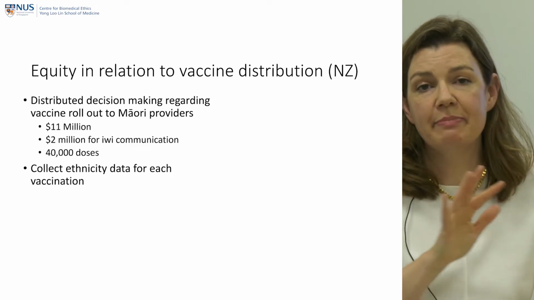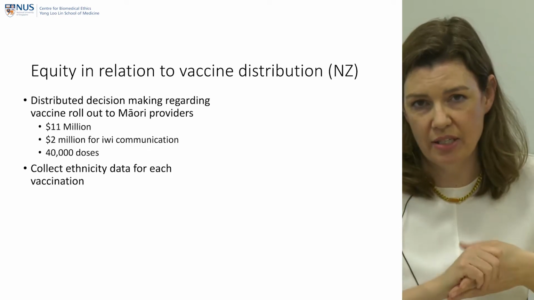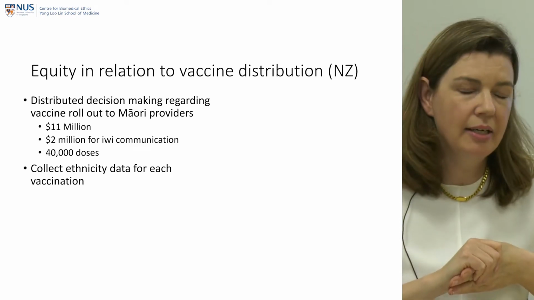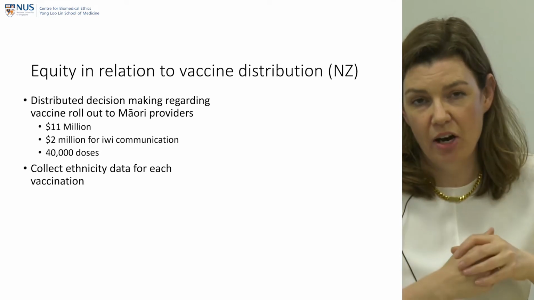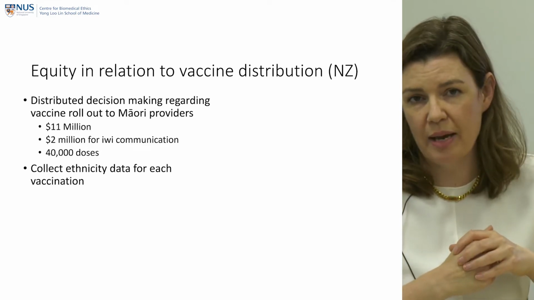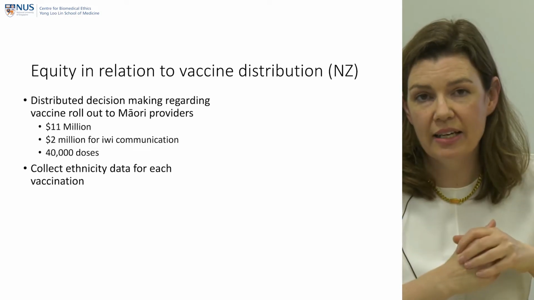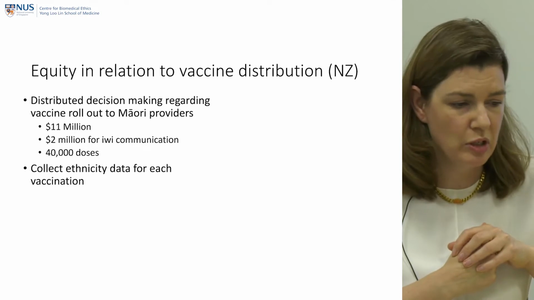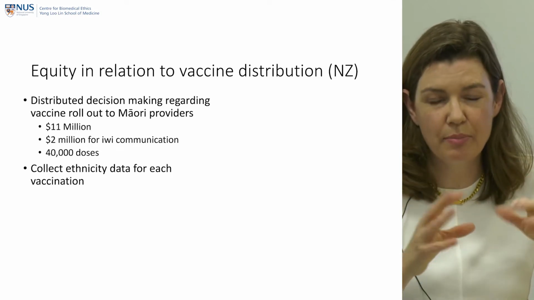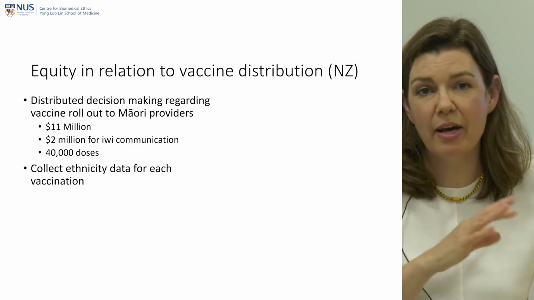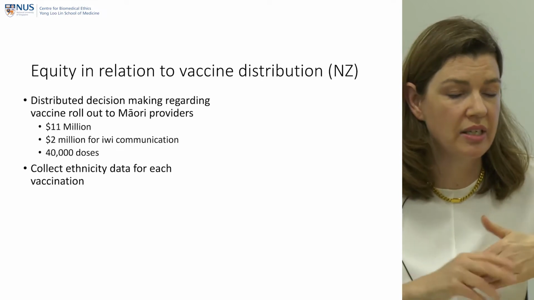One is we allocated specific resources to Māori health providers. Māori is the Indigenous population in New Zealand, about 17% of the population, but at significantly higher risk for COVID. For example, they had 2.5 times the rate of European New Zealanders of having severe COVID and needing to be hospitalised. We also allocated decision-making power, and this is really important. It's not just about resources, it's about autonomy and self-determination in terms of how you control those resources.